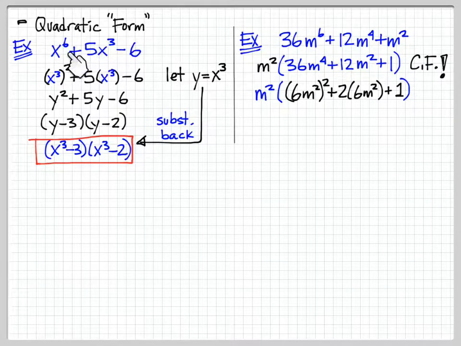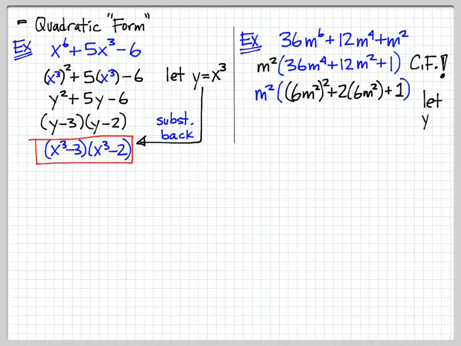Just like over here, we had x to the 6th, which was twice x to the 3rd, or I mean the exponent 6 is twice of 3. The exponent here, 4, is twice of 2, so that lets us think that perhaps we can use the quadratic form. And again, indeed we can. The 36 is also a perfect square. So 36m to the 4th is a perfect square. We can rewrite that as 6m squared all squared. And then we can rewrite 12m squared as 2 times 6m squared.